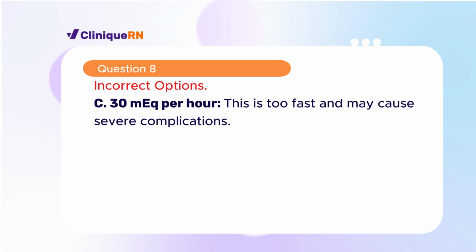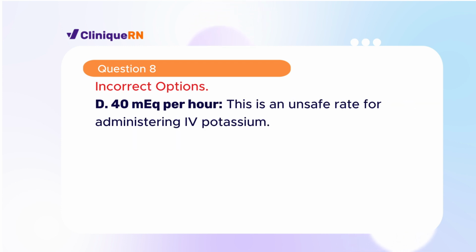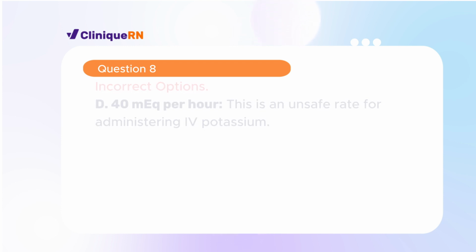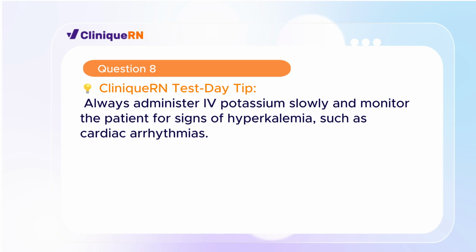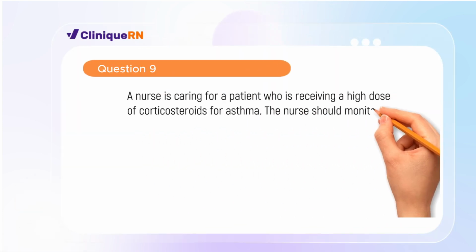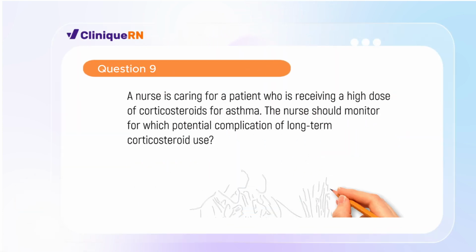C. 30 milliequivalent per hour. This is too fast and may cause severe complications. D. 40 milliequivalent per hour. This is an unsafe rate for administering IV potassium. NCLEX-RN test day tip. Always administer IV potassium slowly and monitor the patient for signs of hyperkalemia, such as cardiac arrhythmias.